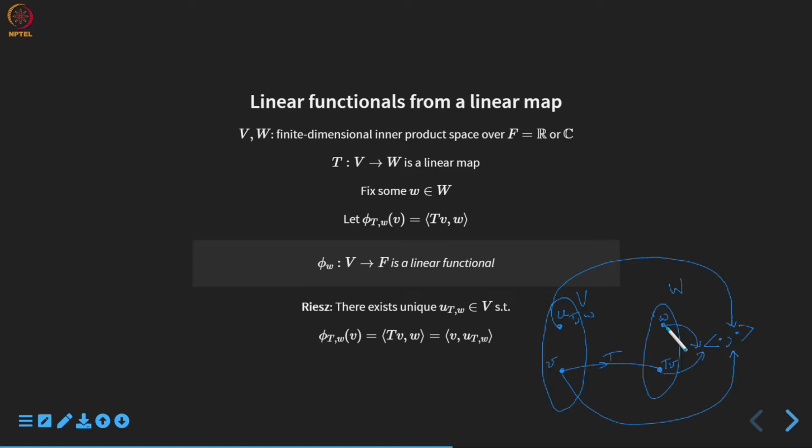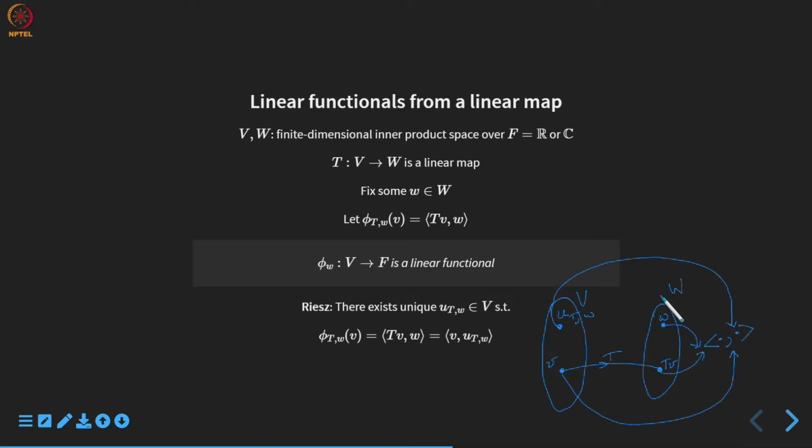So, you pick some w, and there is this T given to you, and you define this linear functional using just w and Tv. You know by the Riesz representation theorem that there is a u sub T,w, and anytime you do this or you do the direct inner product with v and u, you should get the exact same answer. That is what the Riesz representation theorem is telling you, isn't it?